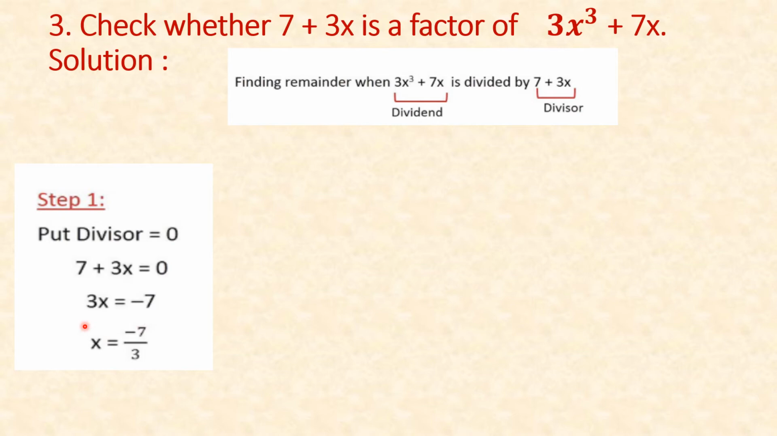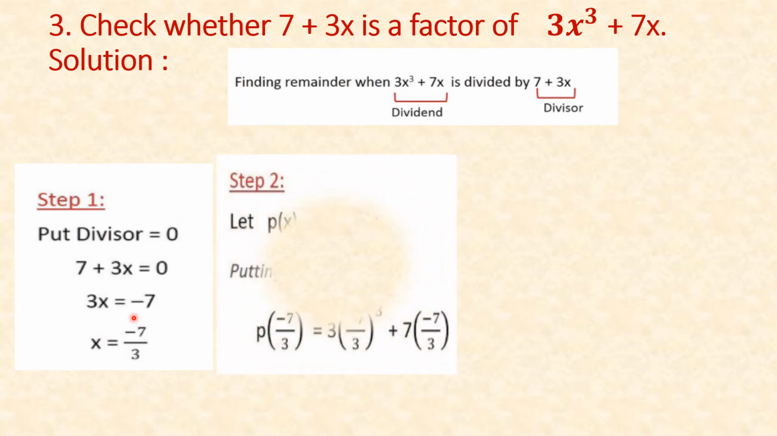We need the value of x here. So 3 comes to the denominator, minus 7 divided by 3. Step 2 is let p of x is equal to 3x cube plus 7x. So our dividend here is the p of x. Now putting x is equal to minus 7 by 3 in the dividend, that is p of x. So it becomes p of minus 7 by 3 is equal to 3 into x cube becomes minus 7 by 3 whole cube plus 7 into minus 7 by 3.